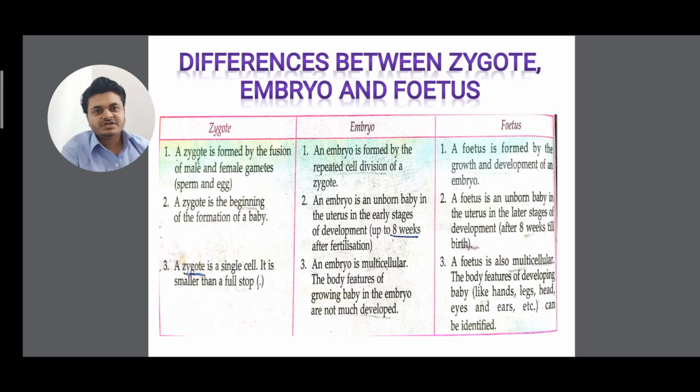Clear? So first is the fertilization, from zygote, that is a single cell stage, smaller than a full stop. Then till 2 months, that means till 8 weeks, it is called embryo. And after 8 weeks, that means after the second month, till the parturition, it is called fetus. And after parturition, once the fetus is out of the mother's womb, we'll call it baby.